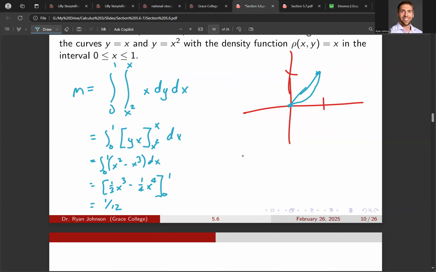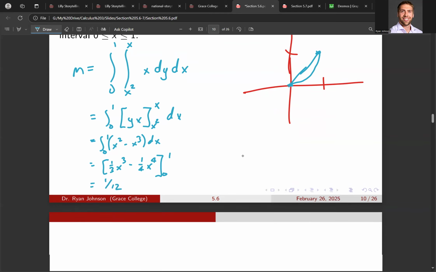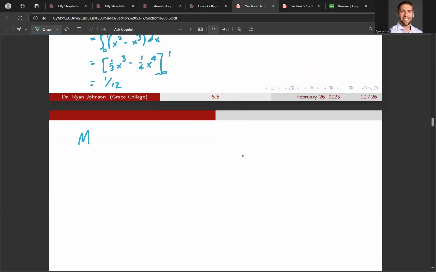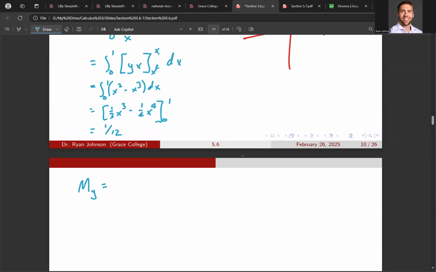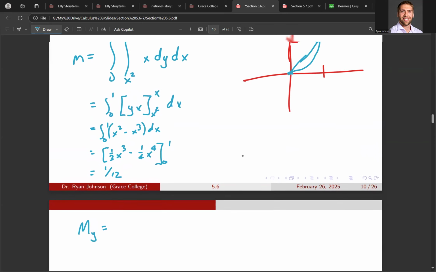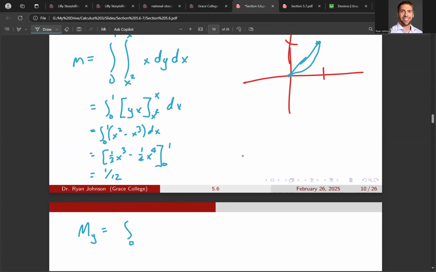Okay. So our little guy weighs 1/12 of whatever unit we're measuring in. Okay? So now, which one do you want to find? Mx or my? Let's do my. It won't be the same. We have to calculate all of them. So we're now calculating, same limits of integration, 0 to 1, x squared to x of x squared dy dx.